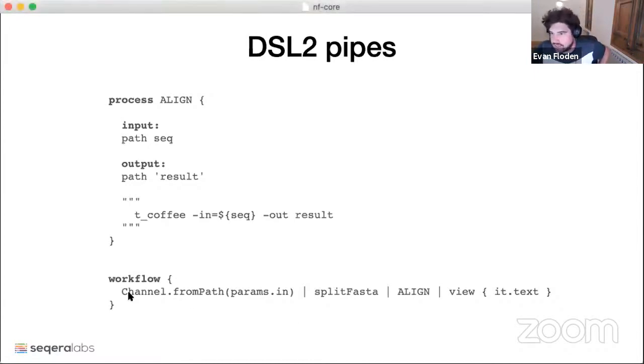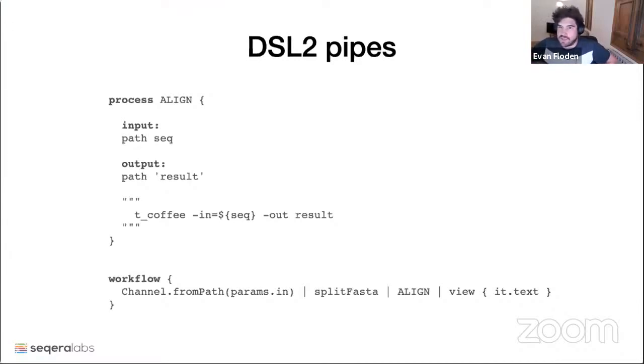So imagine this example here. I'm looking now in the workflow block. So the channel.fromPath params.in. This is creating a channel, which is containing our input. I'm going to pipe that channel to splitFasta, which is a Nextflow operator, which is going to split the fasta up. The output of that operation will then be piped to the align process. So that align process will run for each element which is emitted from that channel. And then finally, I can pipe it to the view operator to view the output of that.